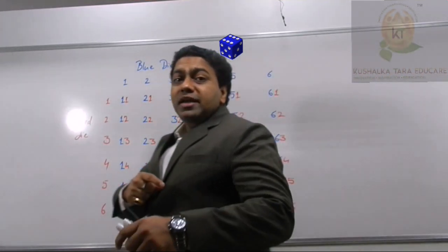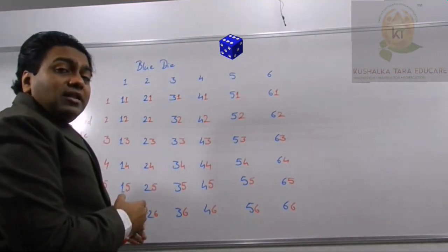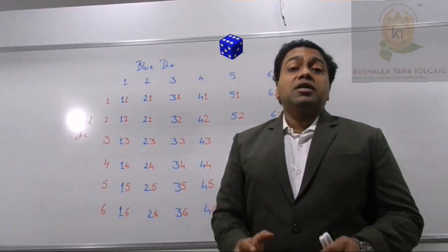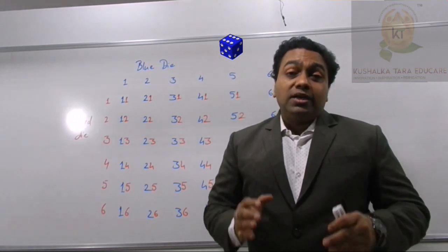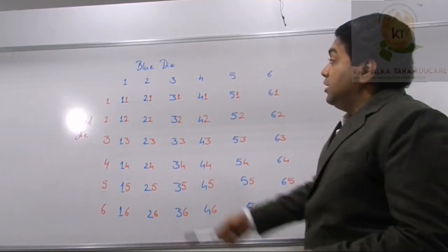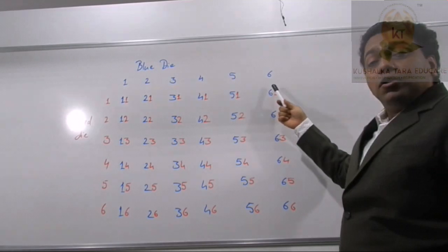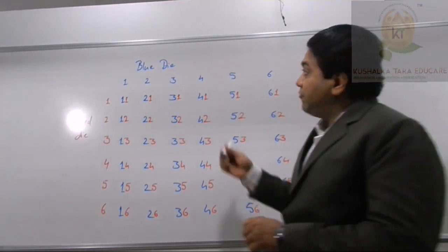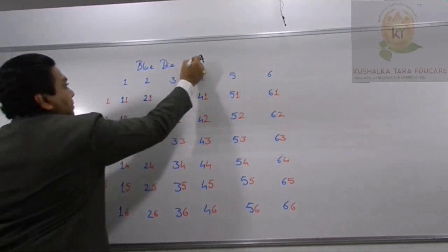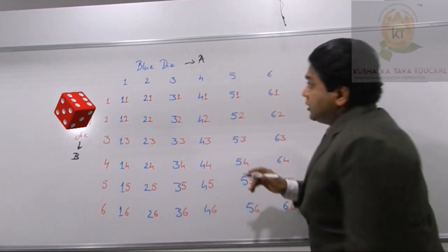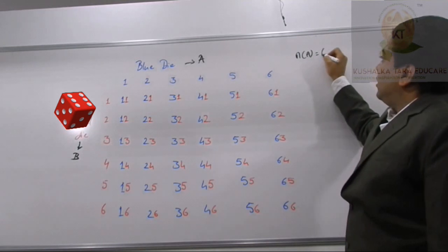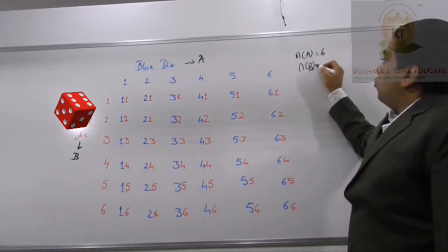So now the very important aspect is, once you know the lattice diagram, you need to first of all find out what is the total number of outcomes. And how do you find the total number of outcomes? That's very, very simple. You need to find out what is the total number of outcomes on the blue die. If I represent this by A and if I represent this by B, then I can say that the total number of outcomes for A, N of A, would be 6 and N of B would be 6.